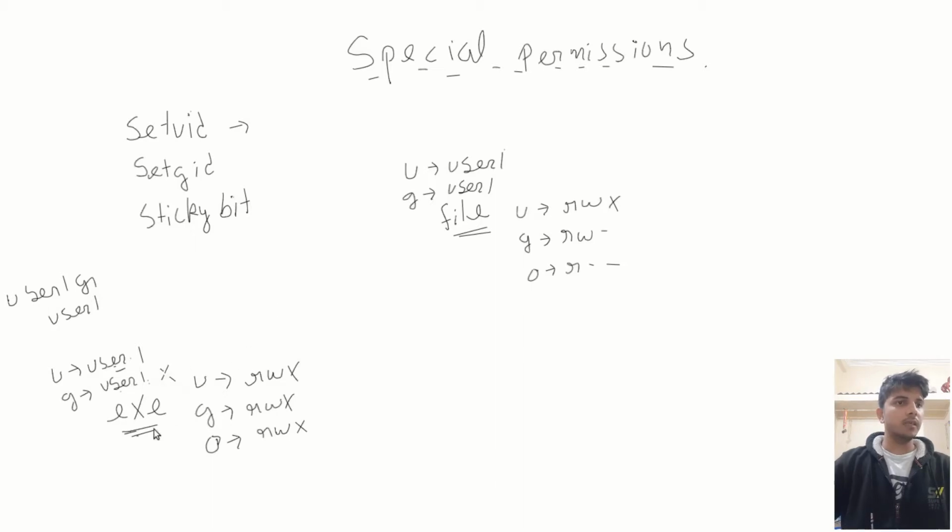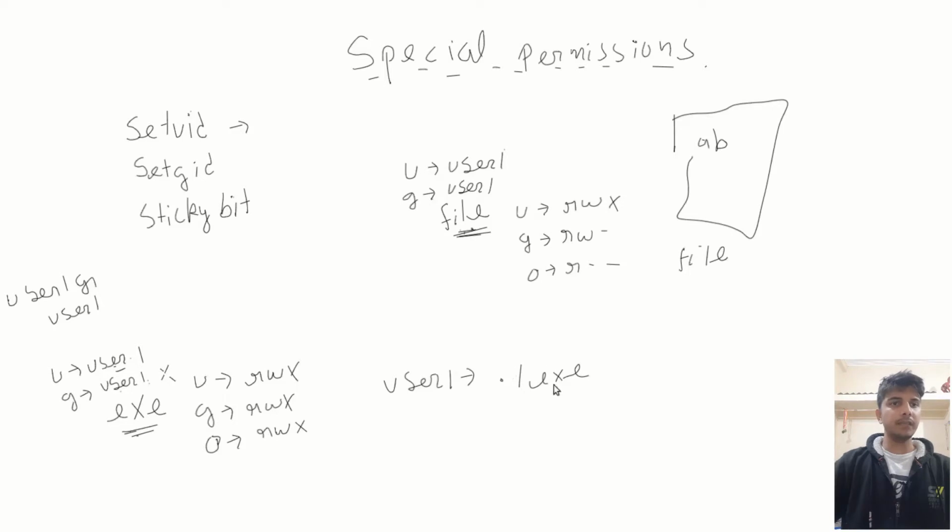Now this file has read, write, execute permission for the user owner, read, write, execute for the group, and read, write, execute permissions for others. Let's say whenever I execute this file, it is going to write the characters AB inside the file. Let's just suppose it. So let's say I am logged in as user1 and I execute this file.